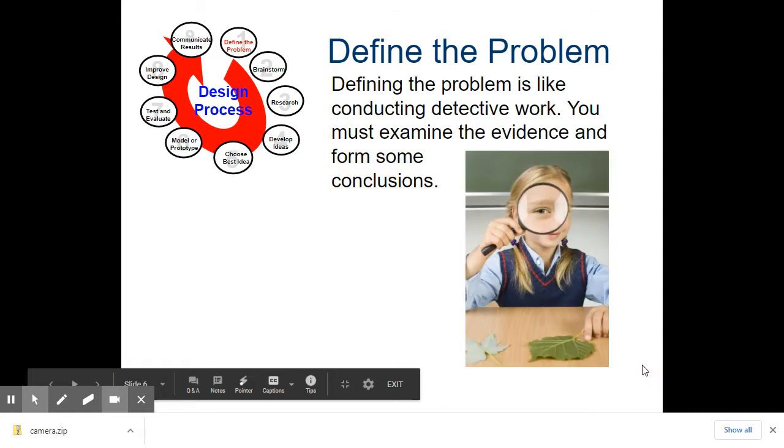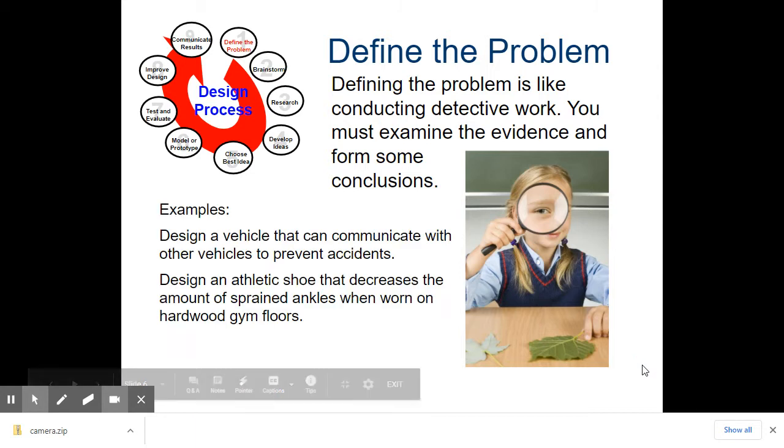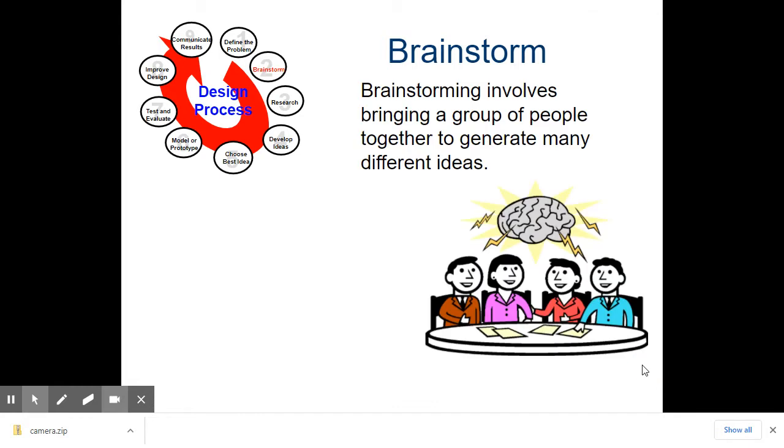So when you define the problem, you're just examining the evidence, figuring out what it is that you need to design, what it is the problem is. Then you're brainstorming, typically with multiple people.